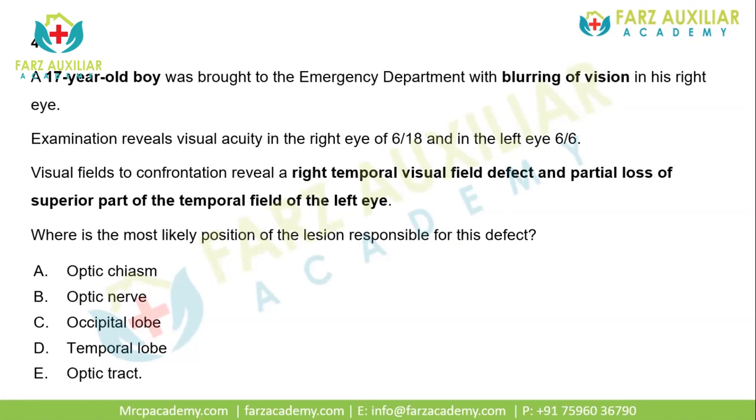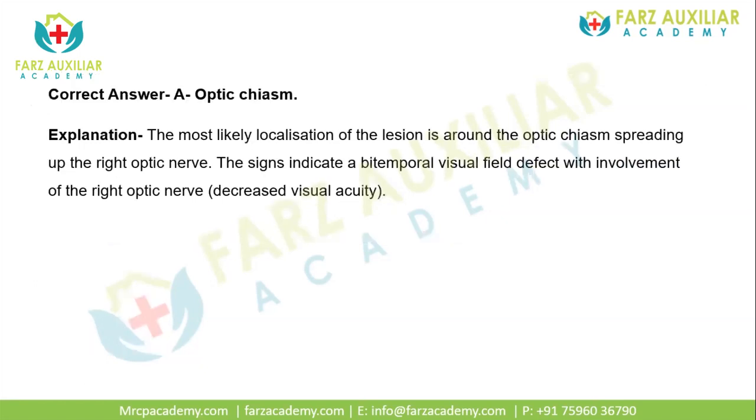So the key to looking for the answer is the field defect. The reduced vision, a right temporal visual field defect, and partial loss of the superior part of the temporal field of the left eye. So the correct answer is the optic chiasm, because we have bitemporal loss. And it's spreading from the optic chiasm up the right optic nerve.